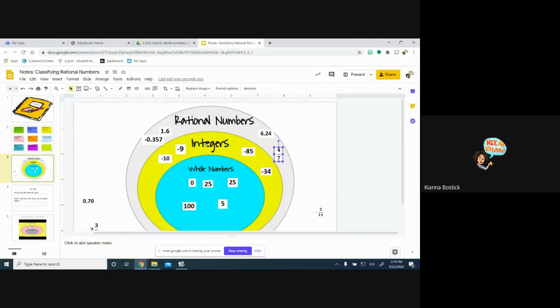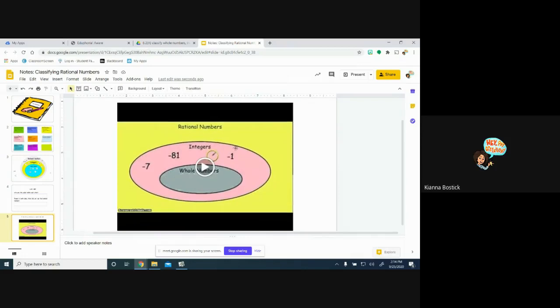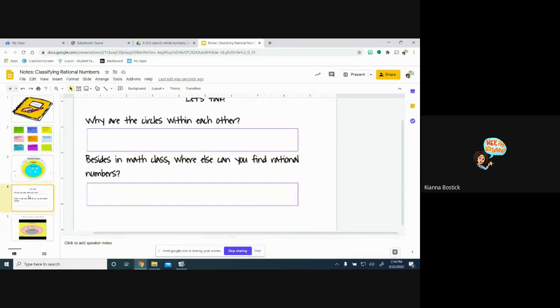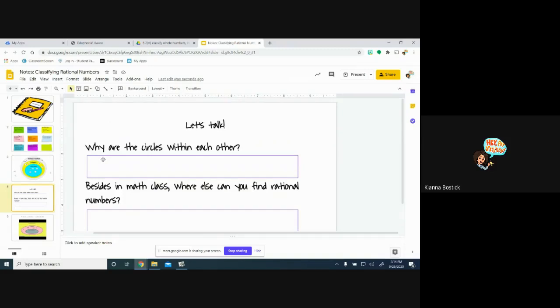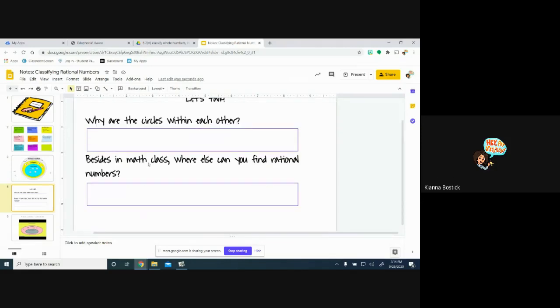Okay, so that's pretty much it for rational numbers. On the very last slide, if you need extra help, there's a video, again, explaining it, walking you through it again. But the very last thing on slide 4 here that I want you to go through is I want you to tell me why are the circles within each other. So if you don't remember, go back just a few minutes and listen to what I'm saying. Remember, they are a part of each other. So integers can be rational numbers, but whole numbers cannot be integers. And then I want you to think, besides in math class, where else can you find rational numbers?